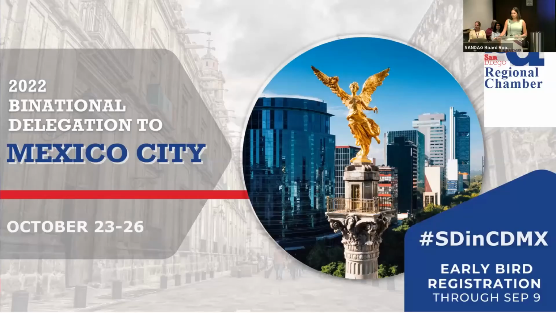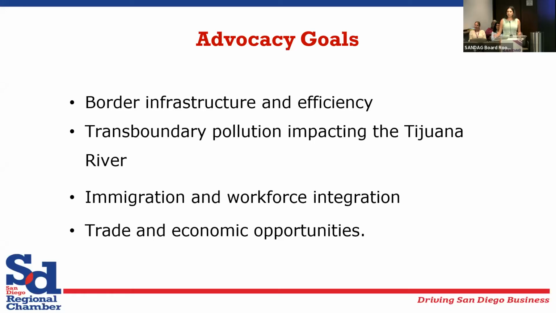The presentation, I think we can skip on that if it's not available. There we go. Next slide, please. So these are some of our advocacy goals. They range from border infrastructure and efficiencies to trade and economic opportunities, covering topics such as OTI-2 and transboundary pollution, issues that need advancement to have a successful binational business community.